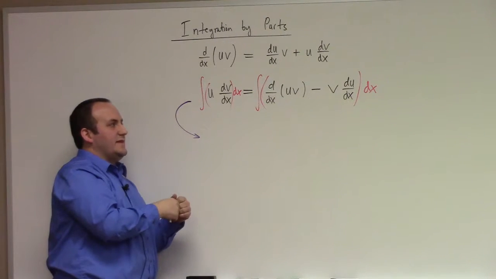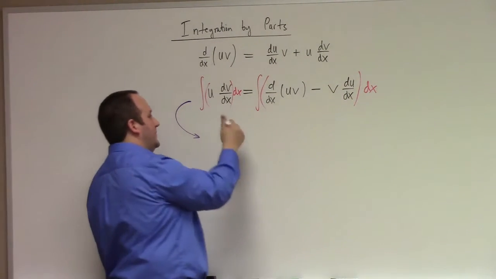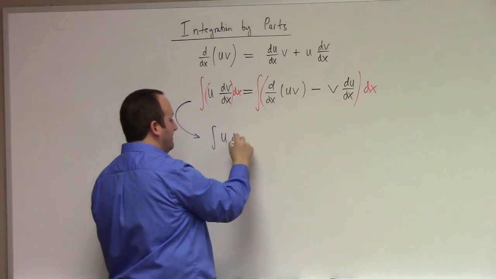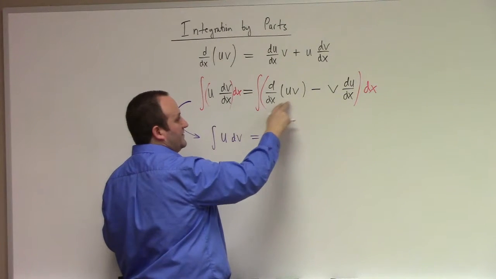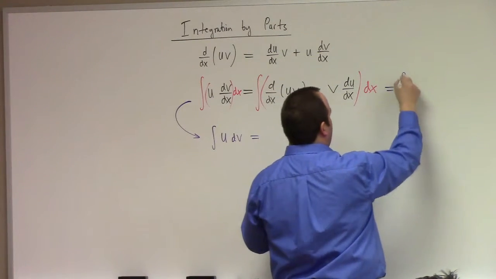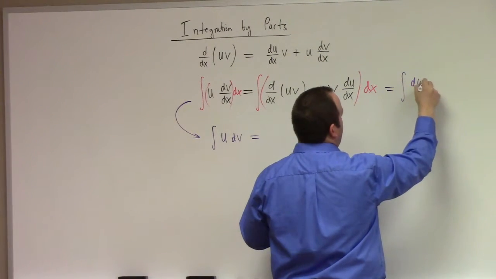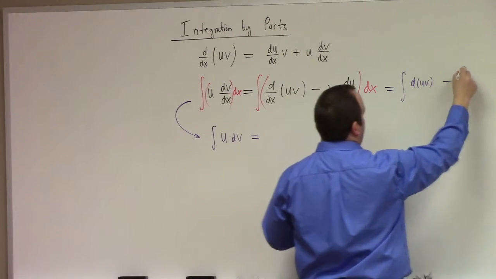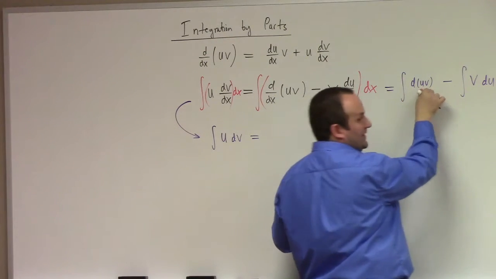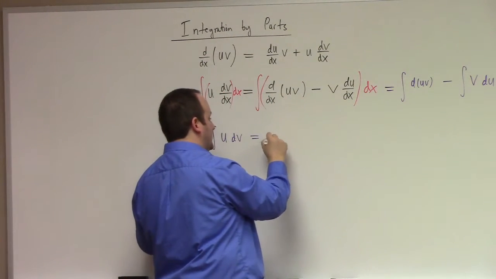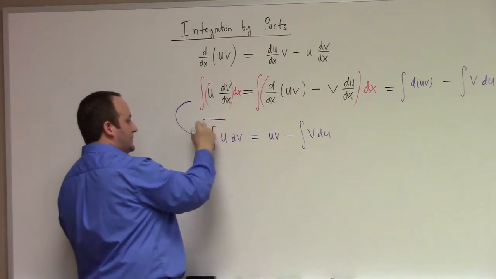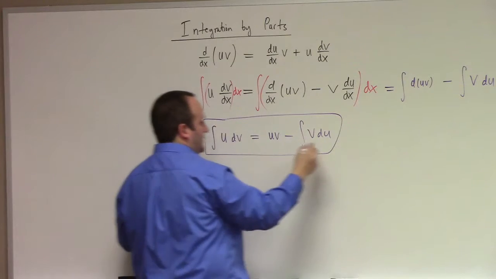I mean, you could leave the formula like this, but typically the way people express the formula is as follows, using differential notation. So this is u dv is equal to, what's the integral of the derivative? I mean, I could write this. This is really the integral of d of uv minus the integral of v du. But the integral of the derivative of something is just the something again. So that's uv minus the integral of v du. And this right here, folks, is the famous integration by parts formula.